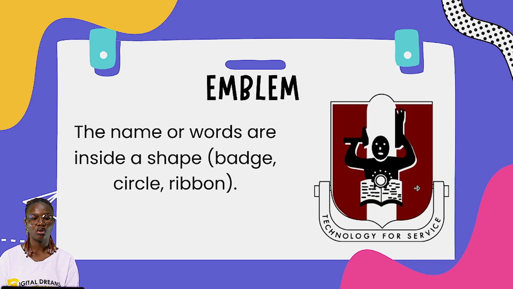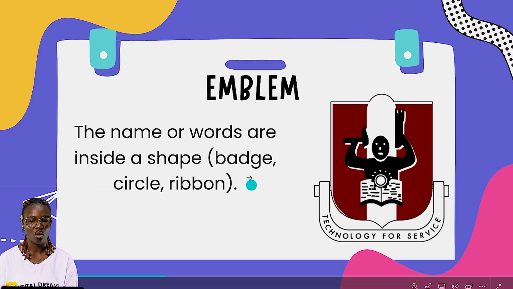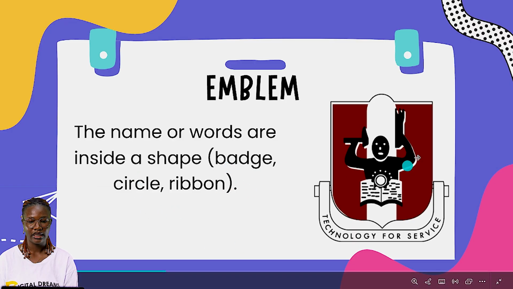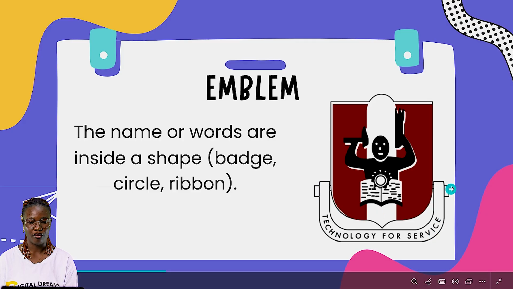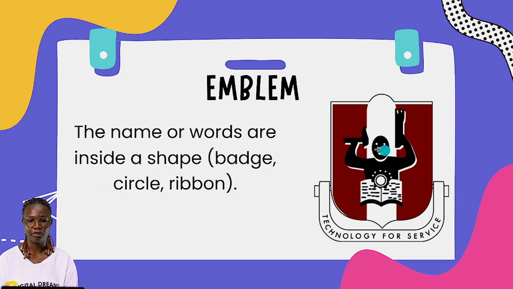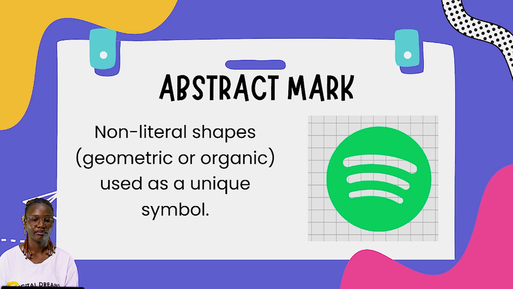Okay. So another one, we have emblem, where the name or words are inside a shape, badge, circle, or ribbon. All right. Like now, if you look at this, okay, this is a shape for me, and the technology for service is inside a shape, and there is also a picture inside a shape. You can mostly see this in a badge, a school badge, or stuff like that.